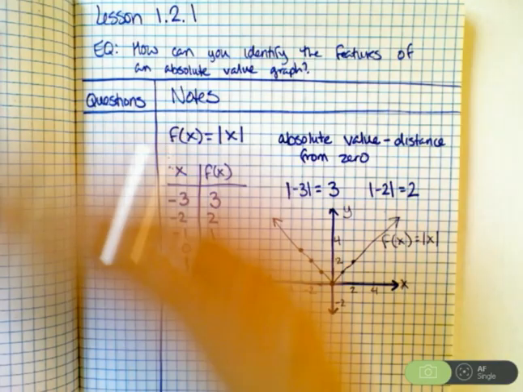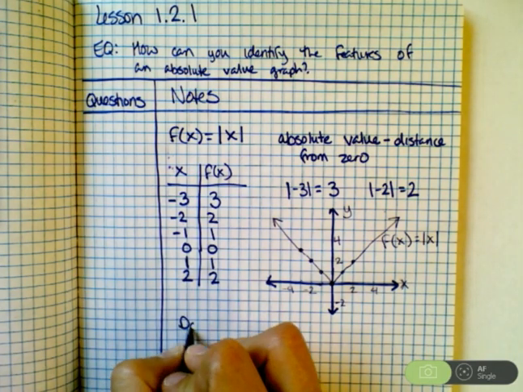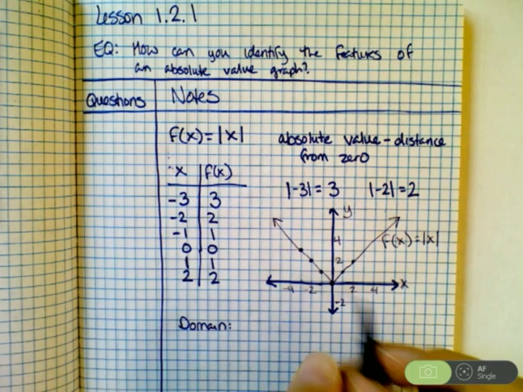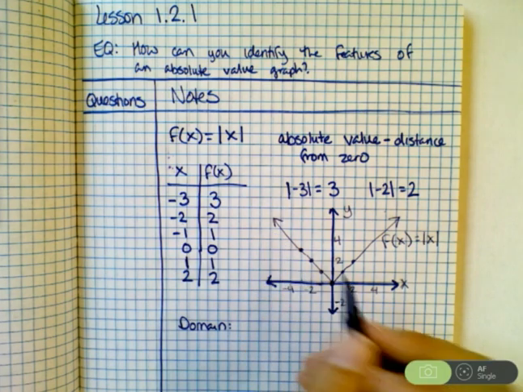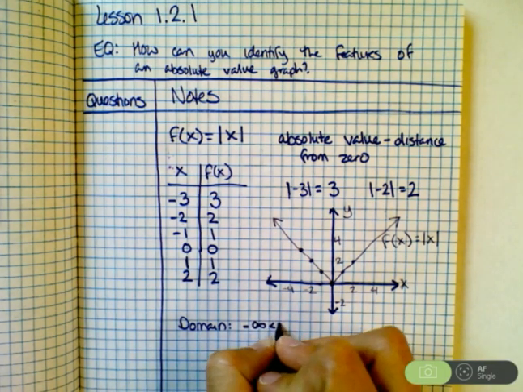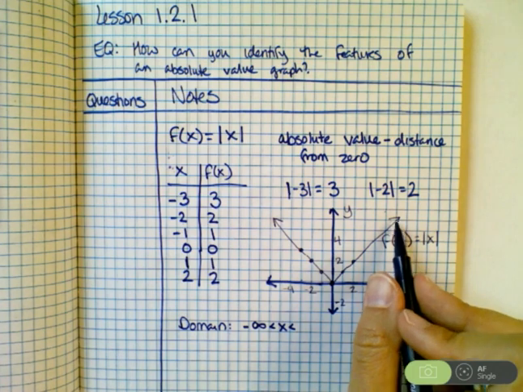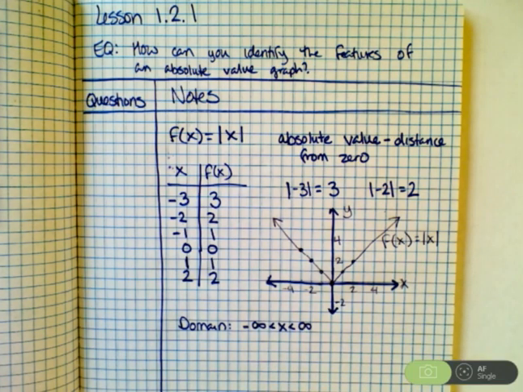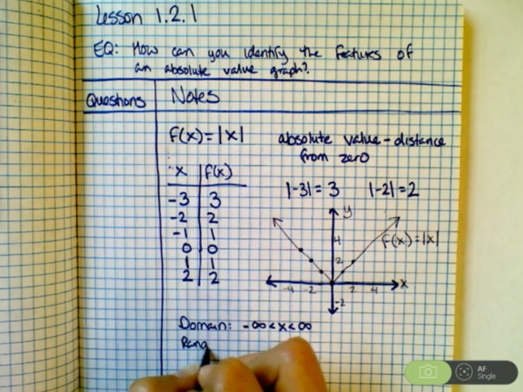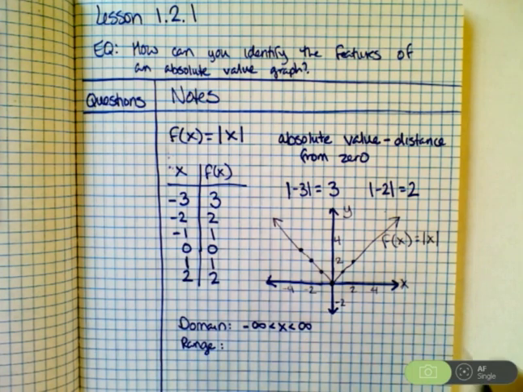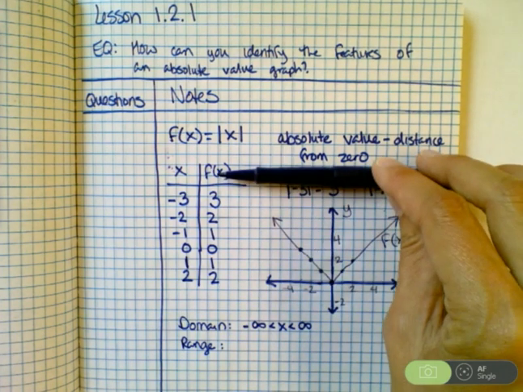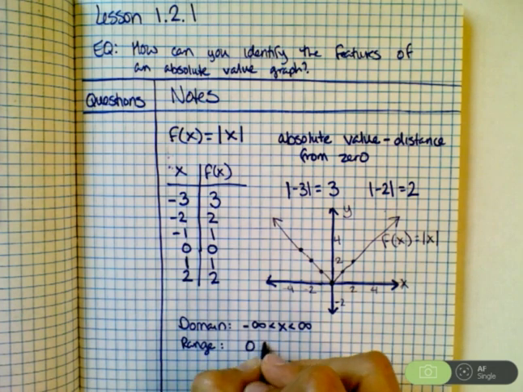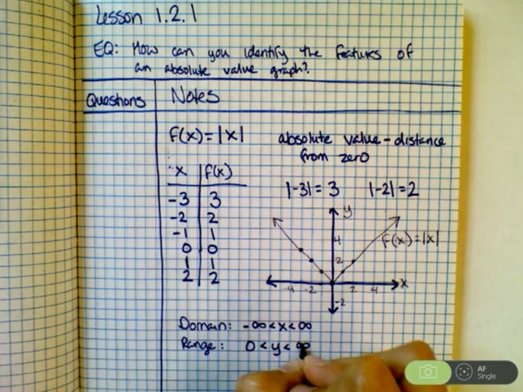A couple things to notice about this function. The domain, well, we can take any number, right? This arrow tells us that we're going on forever to the left, so it's -infinity to, oh, another arrow, +infinity. The range, so again, if we take a look at that graph, notice that the smallest y ever gets is 0, and it goes up forever from there. So the range is 0 to +infinity.